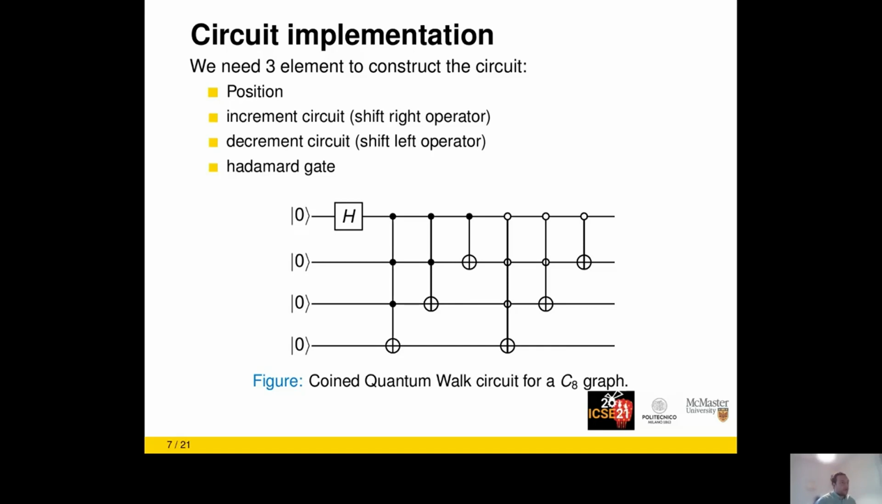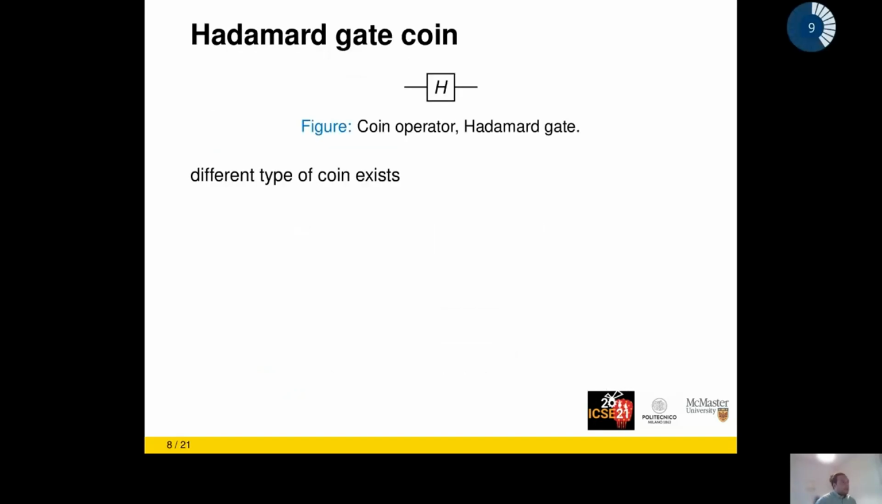form the shift operator. And basically according to the outcome of this first line here, in which the coin can assume two values, only one of these two circuits will be activated. The Hadamard gate coin is very simple. We just have to apply a Hadamard gate on the first wire, and different types of coin exist in literature.